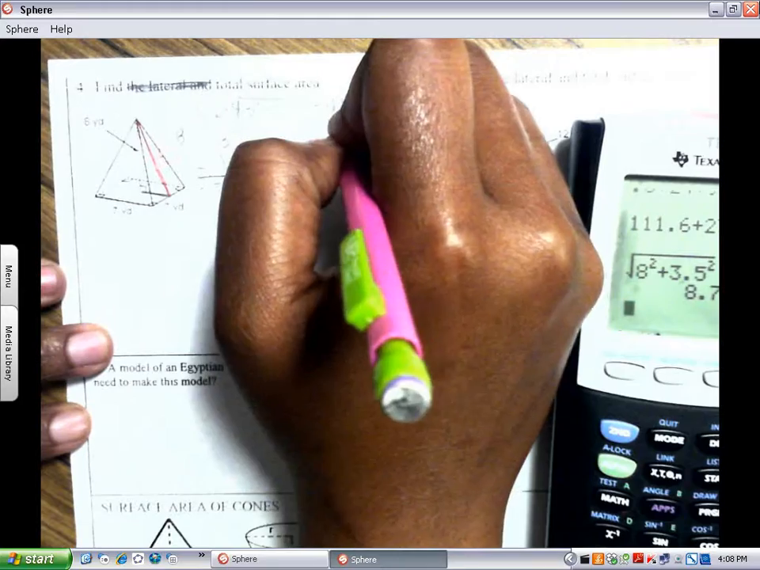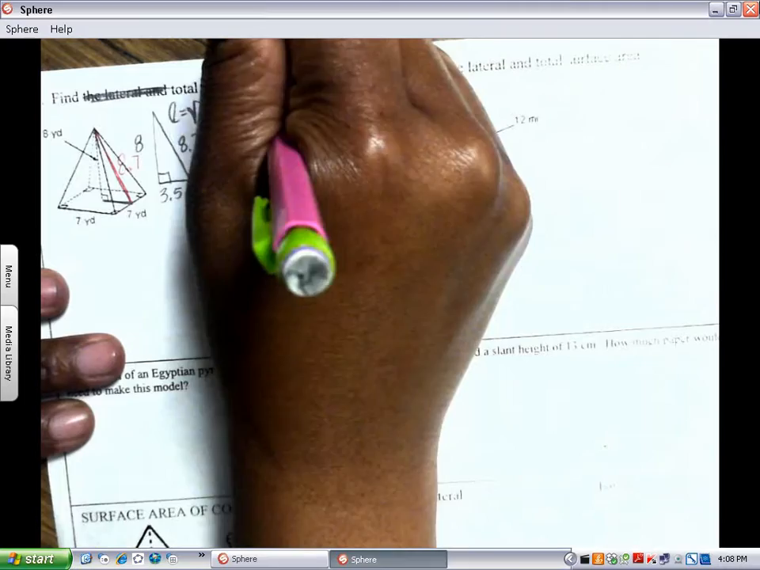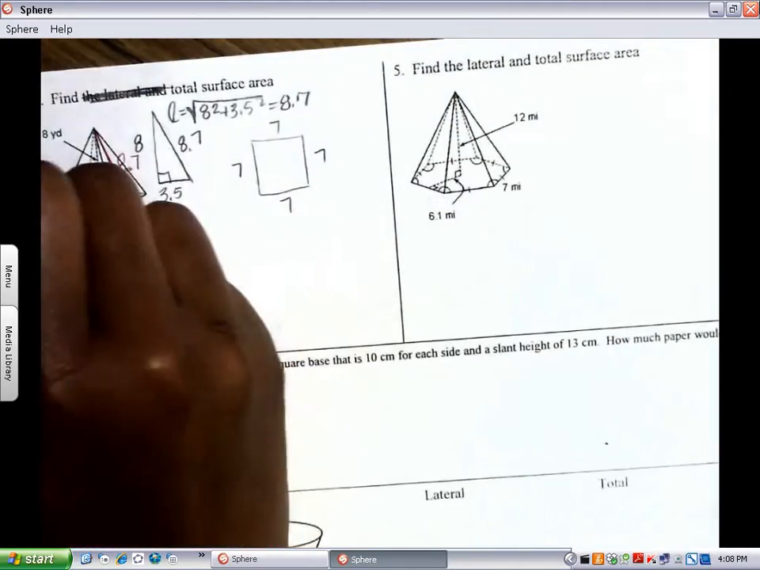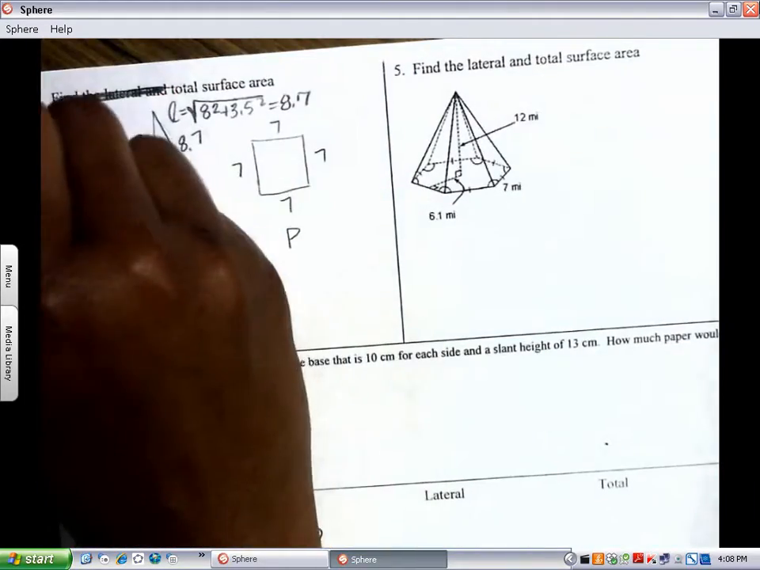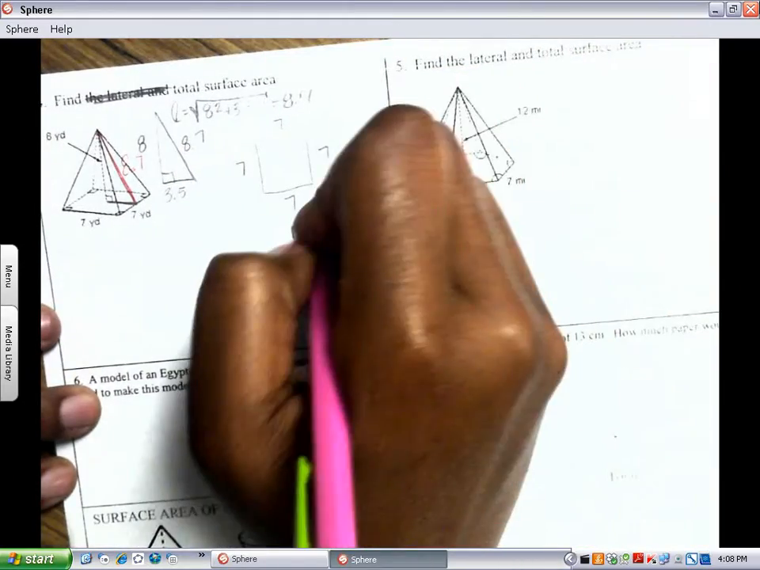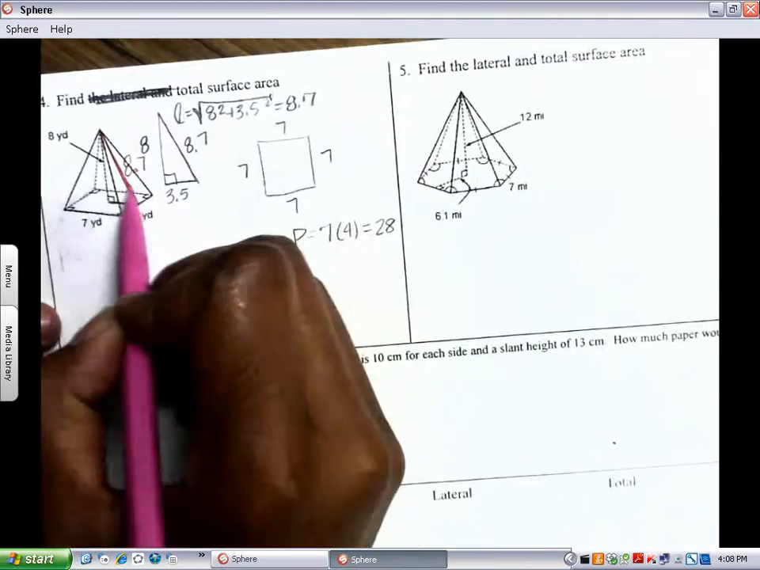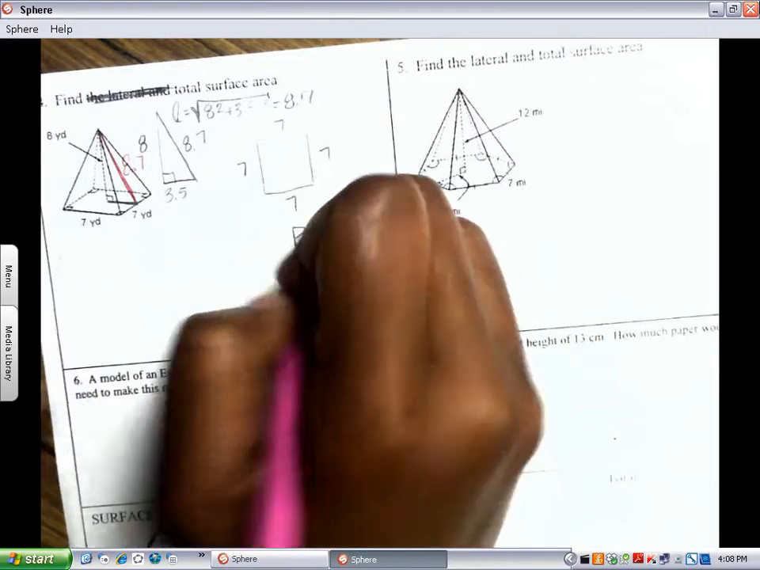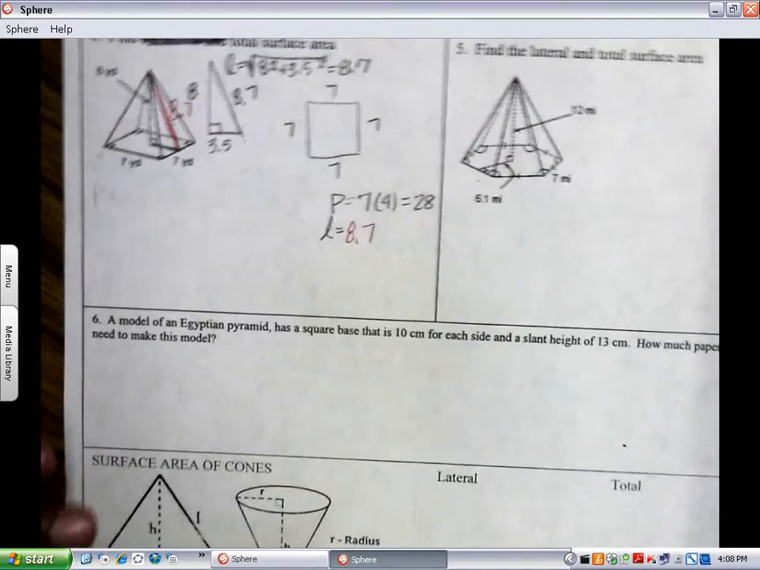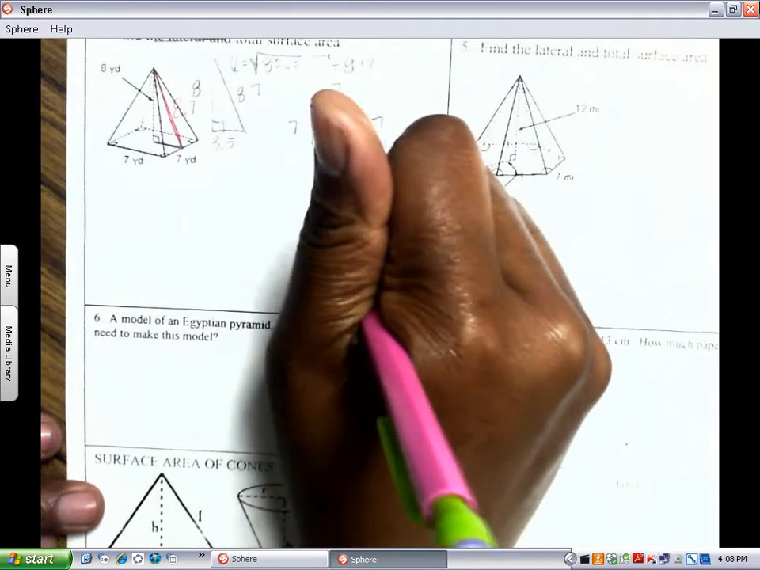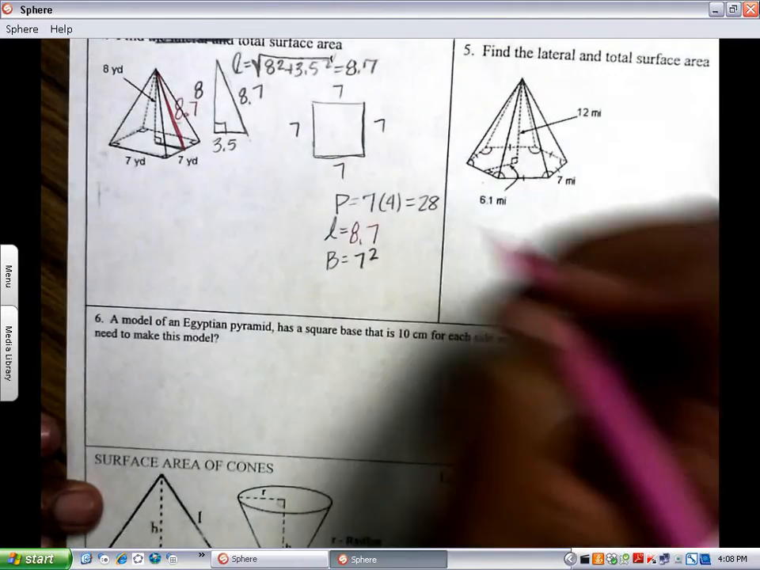Alright, now let's focus on our base. The base is a square, all the sides are 7, and we need to find the perimeter of our base. Well, I found it over here just to keep it with the picture. So the perimeter, 7 times 4, 28. We just found our slant height L. Maybe again I'll use the red pen to highlight it. And then the base area will be 7 squared because your base and the height of the square is 7.